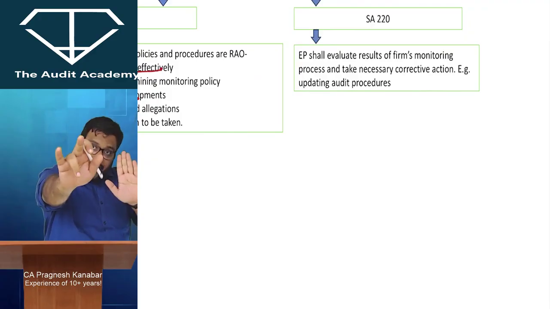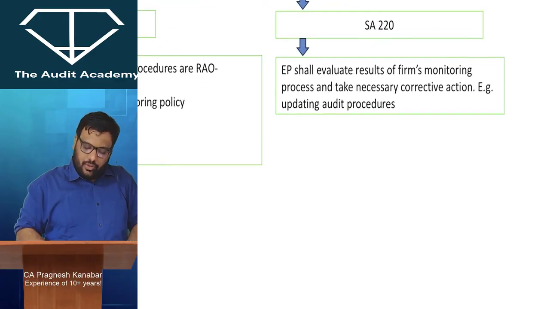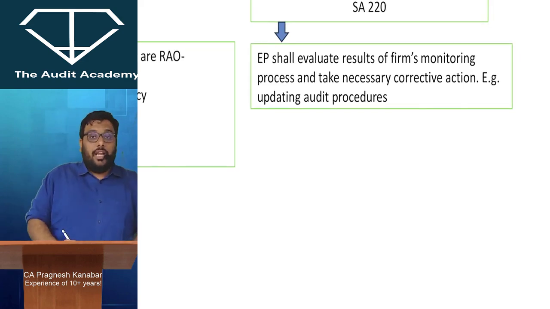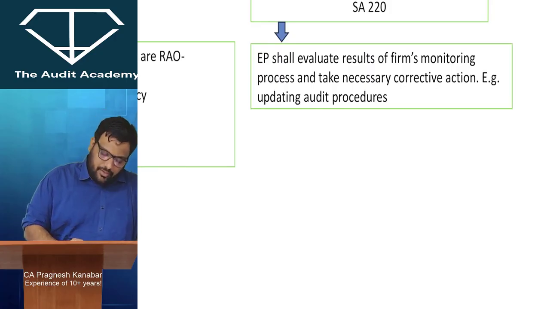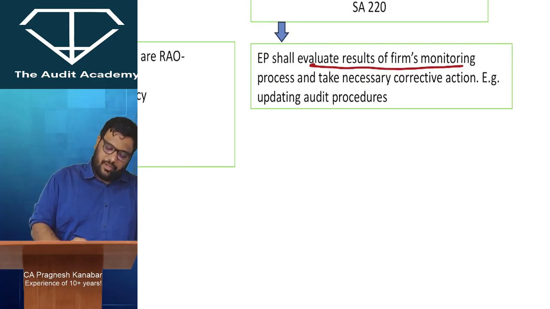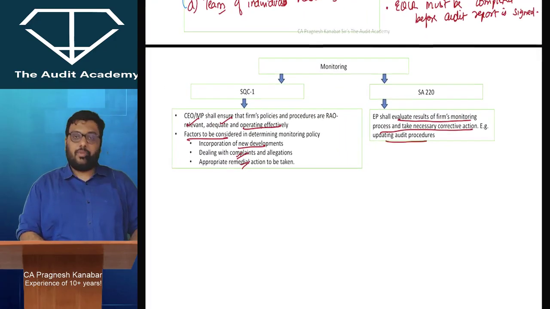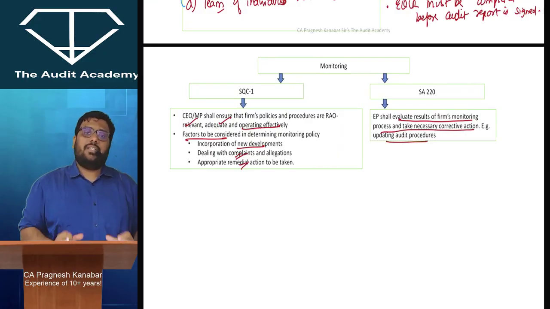So I will publish the results. You as an engagement partner should go through those results. In those results, you should check whether there is any negative comment on your team. In those results, you should check whether there is any new procedure to be adopted. So the engagement partner shall evaluate the results of the firm's monitoring process and take necessary corrective action. Example, updating audit procedures.